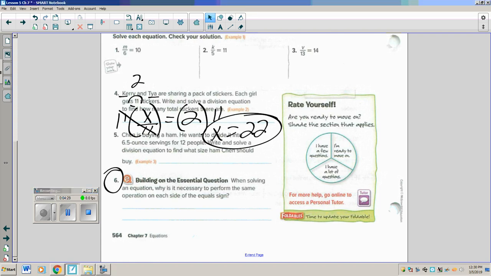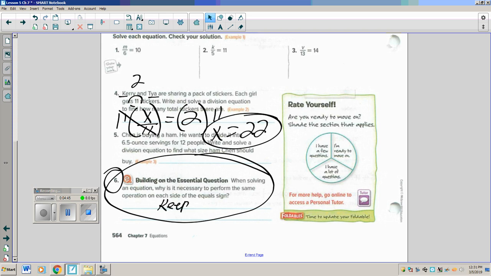Number 6 kind of sums up the whole chapter. When solving an equation, why is it necessary to perform the same operation on each side of the equal sign? This is important. So if you're adding to the left, you got to add to the right. It keeps equations balanced.